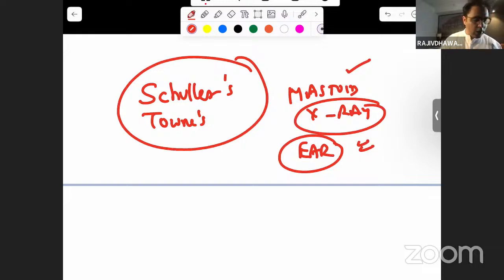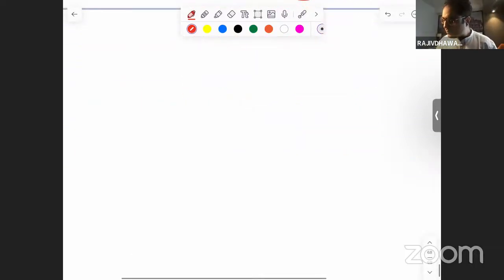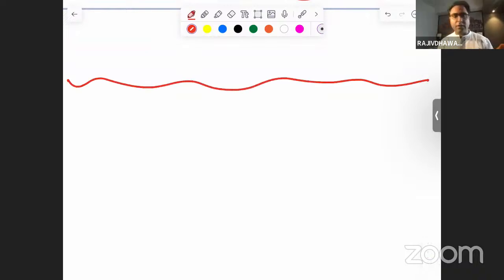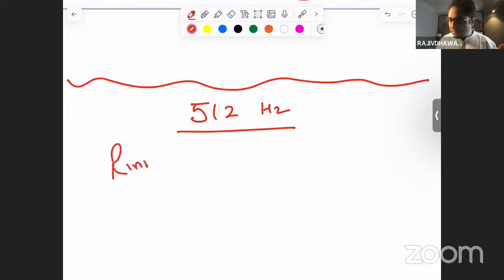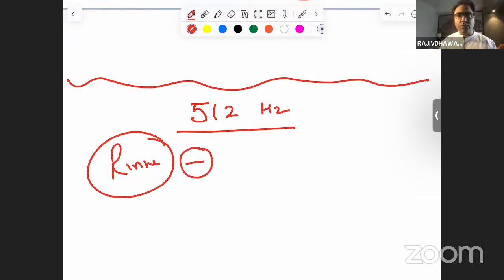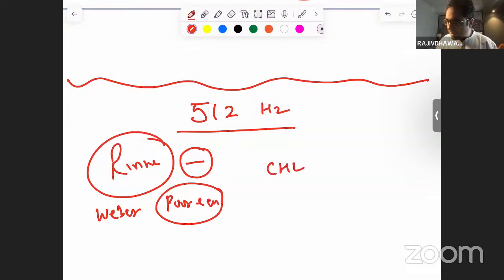Okay, let's go. Now, next one, beta: the tuning fork test. The most common tuning fork is 512 hertz. Now, the Rinne test is a comparison of air conduction and bone conduction. If Rinne is given negative and Weber is heard in the poor ear, beta, it is conductive hearing loss.